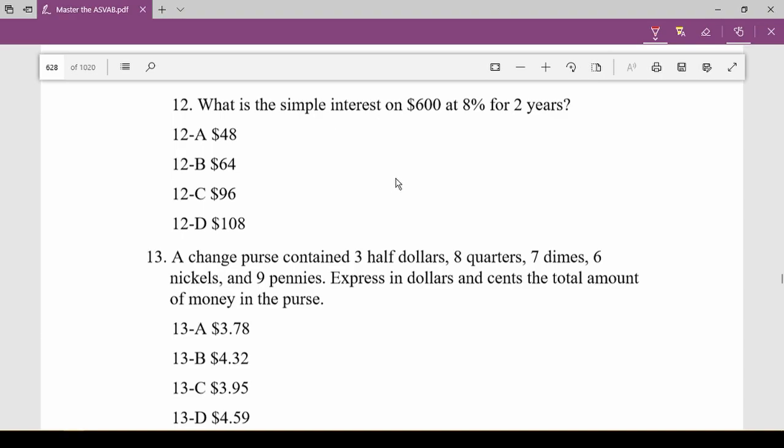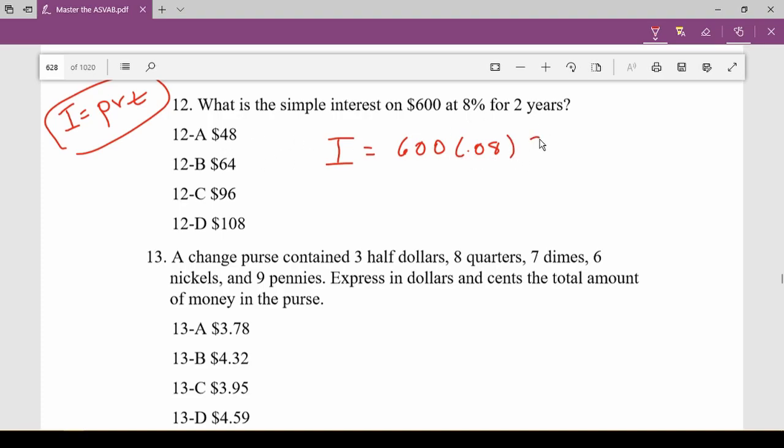All right, number 12. What is the simple interest on $600 at 8% for 2 years? So you need to know the formula for simple interest to do this problem. That's going to be I equals PRT. This might be worth committing to memory. You might see this on the ASVAB. I don't remember if I did. This says interest, or simple interest, equals principal, the amount you invest, times the rate you're getting on your investment, times the time of your investment. So let's fill this in. Again, simple interest equals your principal, in this case that's 600, times your rate, 0.08, times time, which is 2 years. Okay, we just plugged all those points into this equation.